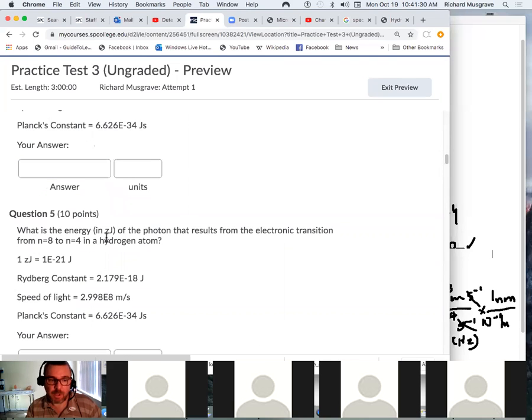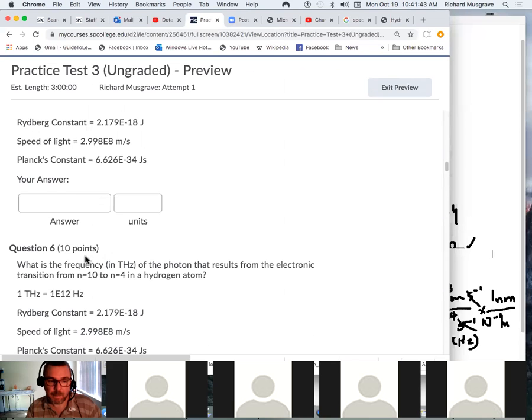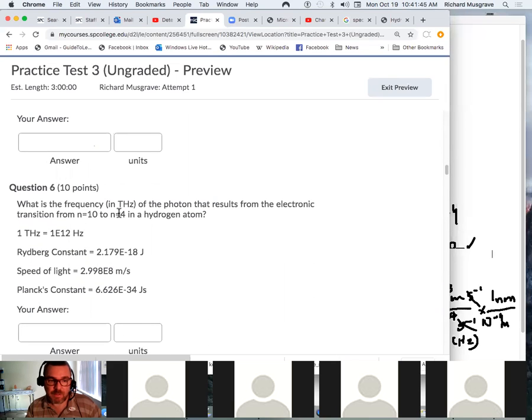The energy, now you'll notice the energy is given in zetajoules. Now you might wonder, well, what's a zetajoule? Well, I'll give it to you here. 1 zetajoule is 10 to the negative 21 joules. Frequency, that's in terahertz, and terahertz is 1 times 10 to the 12th hertz. So again, it's given to you in the problems. You don't have to memorize any of that.